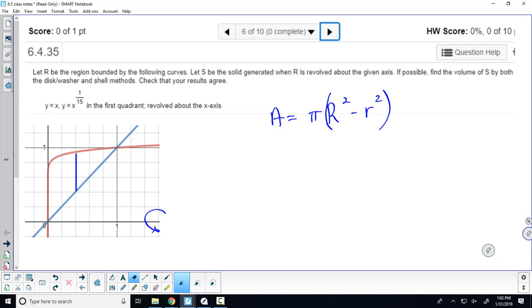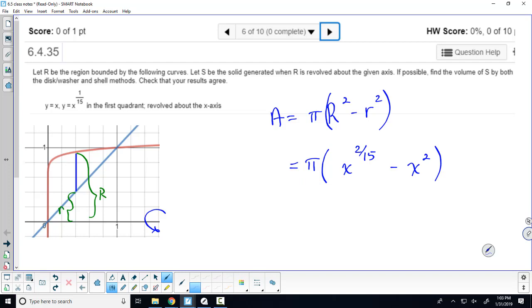So far, so good? The big radius is the radius on the outside here. That's with the red curve. That's going to form capital R. And the little radius will be right there. So the big radius is generated with the red curve. The red curve is x to the 1/15th. So we're going to write this as pi times x to the 1/15th squared, which will be x to the 2/15ths, minus the little radius. That's given by the other function, y equals x. We square that. We now have an area function of x.